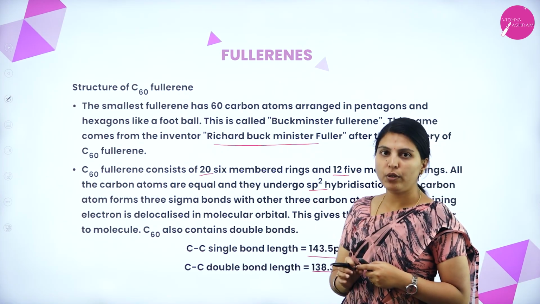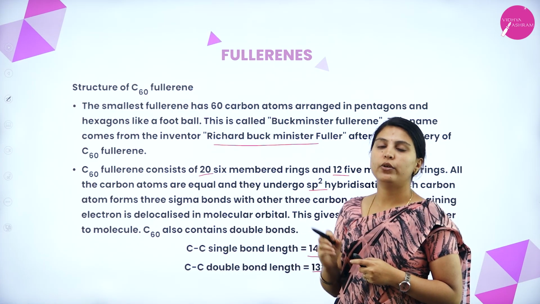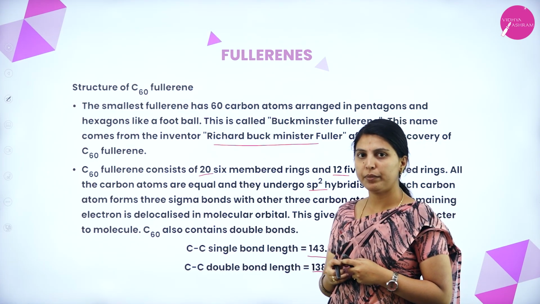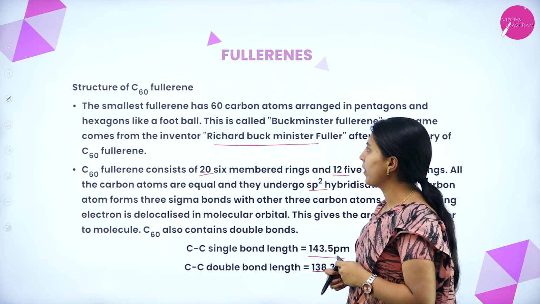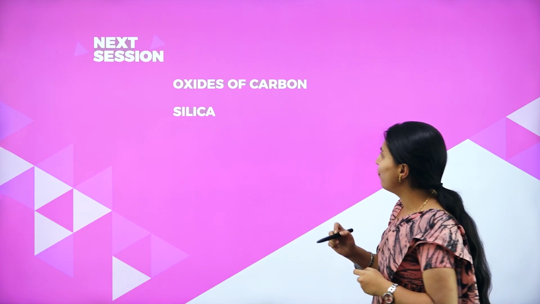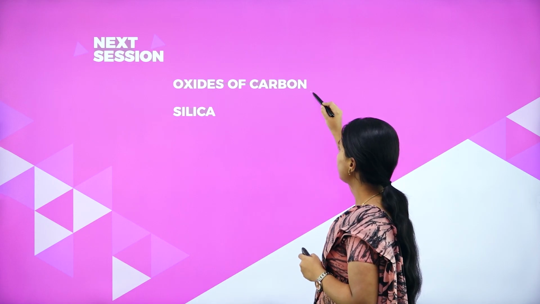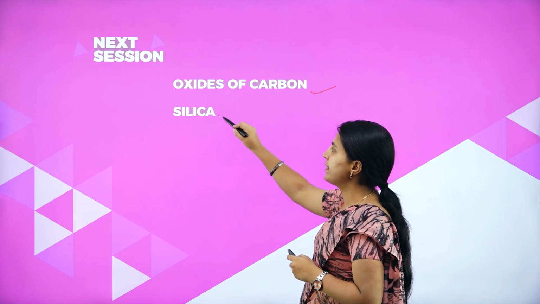Okay, this is about the overall allotropic forms of carbon and the physical and chemical properties of the carbon family. In the next session, we will discuss oxides of carbon and silica.